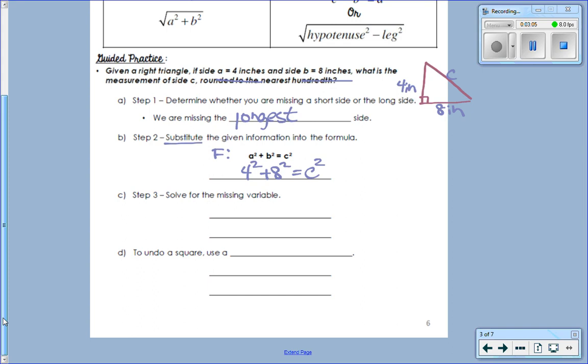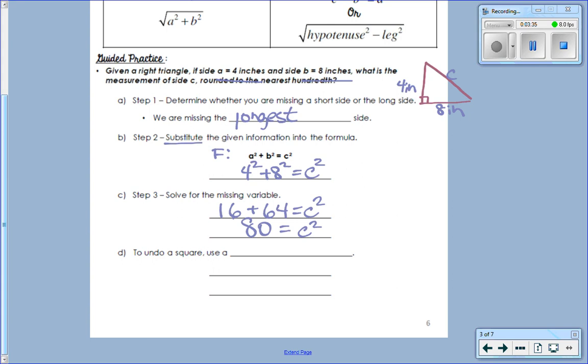And now that we have written the formula, we substituted in our numbers, we're now going to solve. Are we good? So, first you have a calculator. 4 squared is 16. 8 squared is 64. We've got it. Equals C squared. Are we good? What is the sum of the squares? 80 equals C squared. So this is an area of 80.